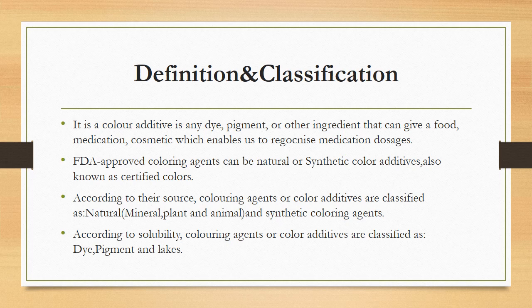According to their source, which is our first classification, coloring agents can be natural, like mineral derived, for example titanium dioxide, or plant derived, like saffron, or animal derived, like cochineal extract, which is derived from an insect, or synthetic. According to their solubility, which is another classification, a coloring agent can be a dye, which is soluble in water, for example safranin, or a pigment, which is insoluble in water, like beta carotene, or lakes, which are also insoluble in water, like aluminium lakes.